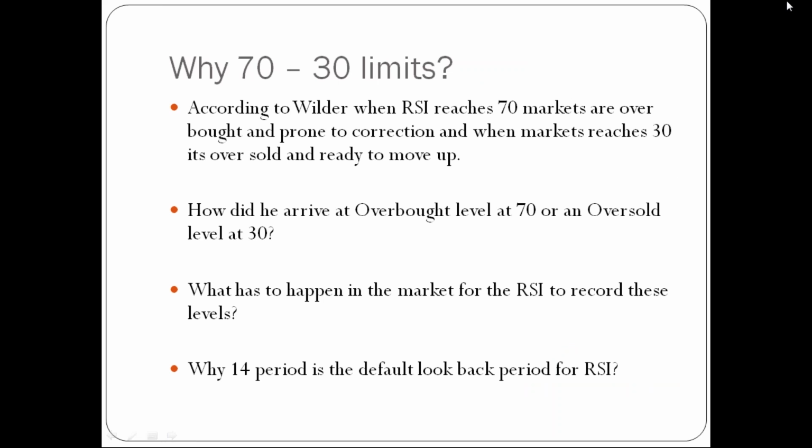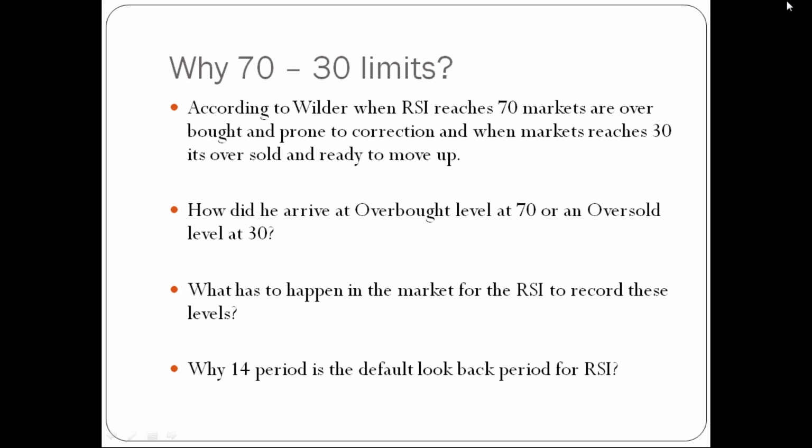Has anybody given it a thought: why do 70 and 30 become the RSI limits? Why? Because Wilder said so. Why will you listen to Wilder? Is he God? No, he's not. What must have made Wilder think that 70 is overbought and 30 is oversold?